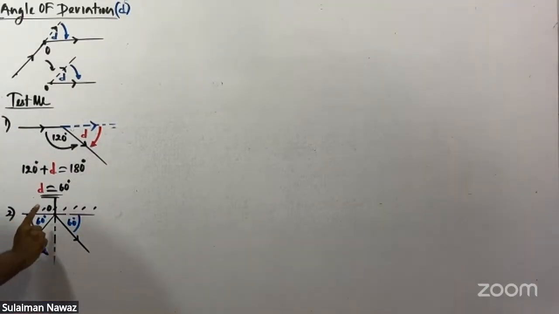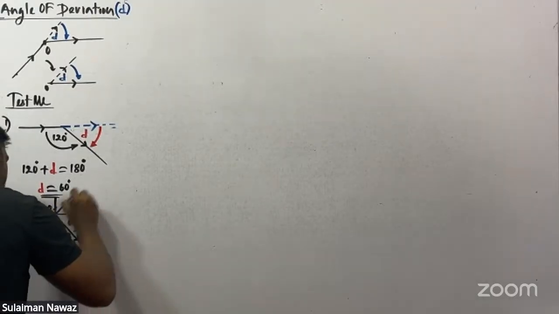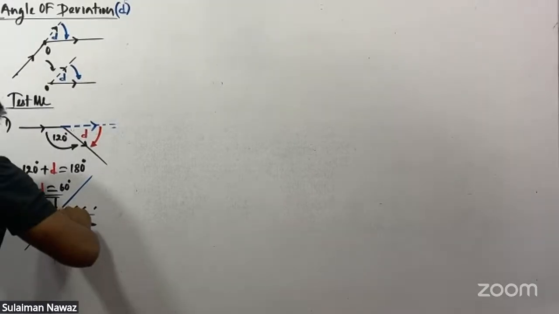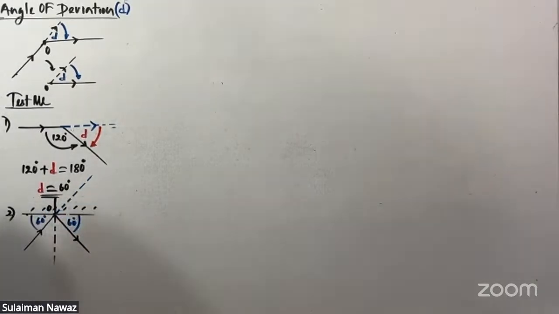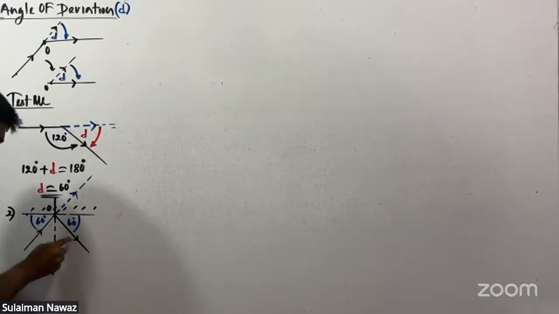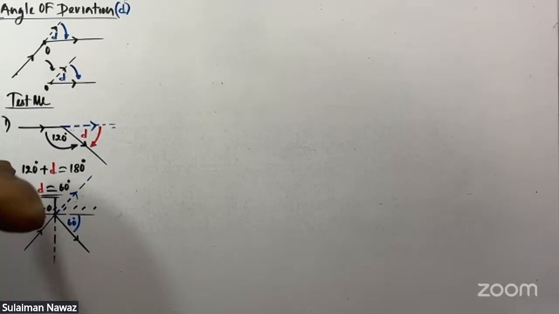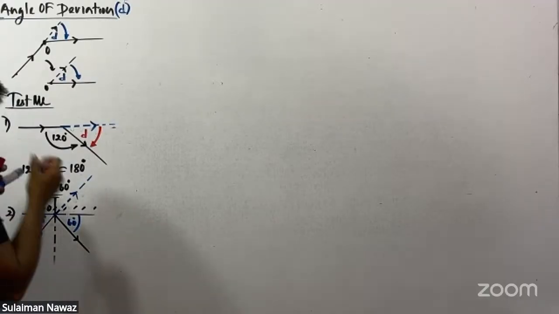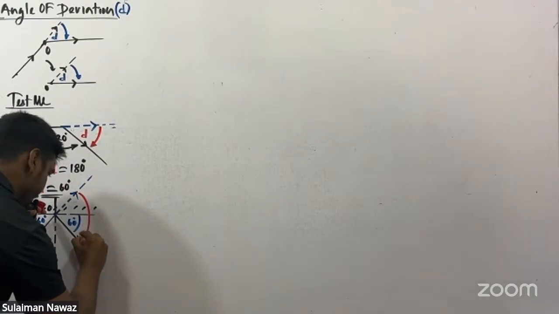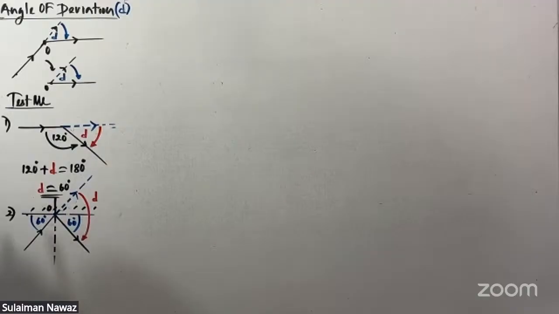If you want to find the angle of deviation, first of all, try to extend the initial direction of the light ray. The light ray is coming from this direction. Extend the initial direction, and this is going to be your initial direction. Then arrange the initial direction and final direction in such a way that they diverge from a common point, point O. The angle between the initial direction and final direction is going to be our angle of deviation, simple D.